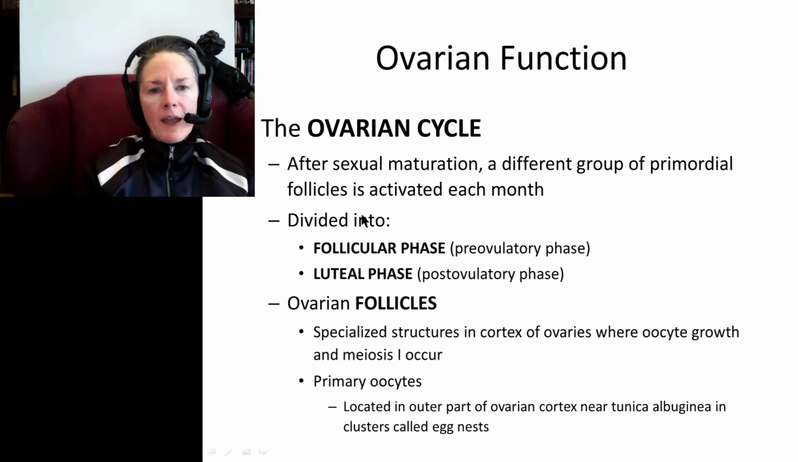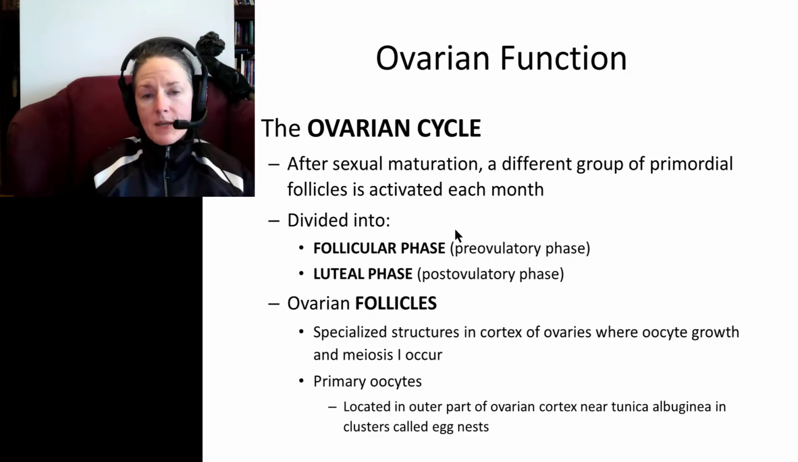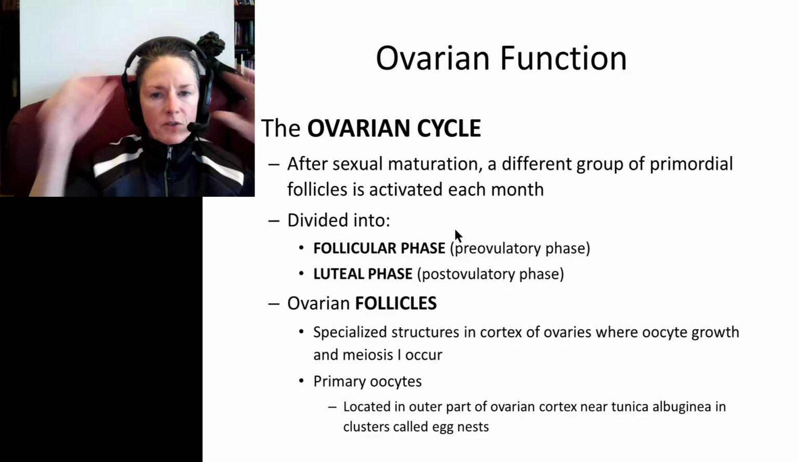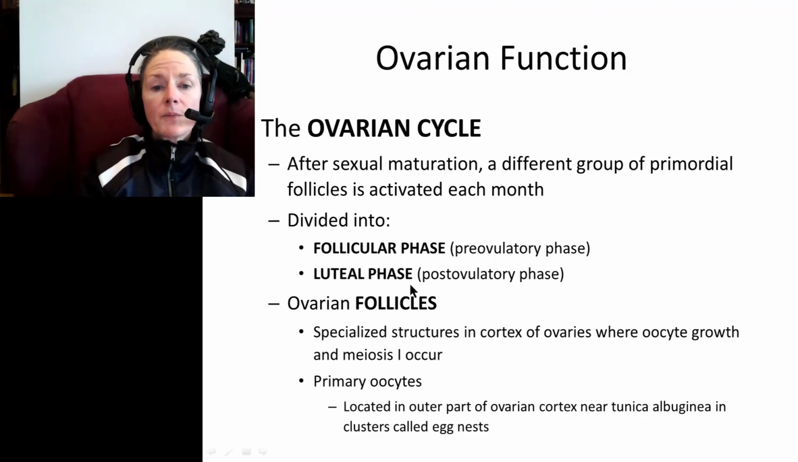All right, so we have the ovarian cycle that we already talked about. So we have the follicular phase. That is the maturation of the follicle. And that will be stimulated by follicle stimulating hormone released from the anterior pituitary gland. You also know that we're going to have gonadotropin releasing hormone from the hypothalamus that's going to oversee all of this. Then we're going to have the luteal phase, and that's going to be the post-ovulatory phase.